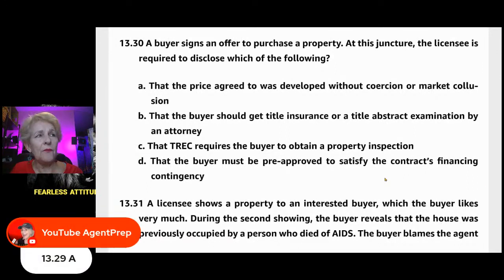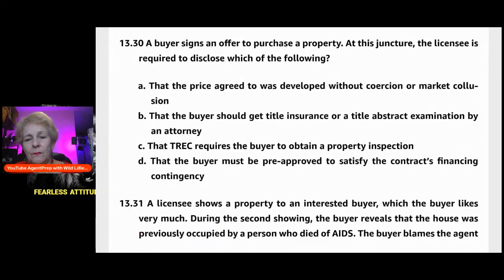A buyer signs an offer to purchase a property. At this juncture, the licensee is required to disclose which of the following. Okay, so buyer signs an offer, and that gets presented right to the sellers. So at this point, the licensee is required to disclose which of the following. A, that the price agreed to was developed without coercion or market collusion. B, that the buyer should get title insurance or a title abstract examination by an attorney. Or C, that TREC requires the buyer to obtain a property inspection. Or D, that the buyer must be pre-approved to satisfy the contract's financing contingencies.